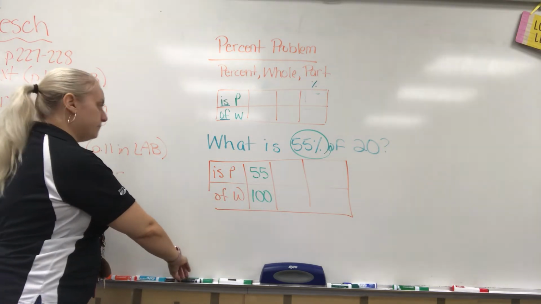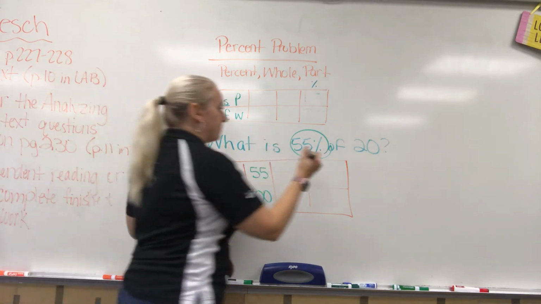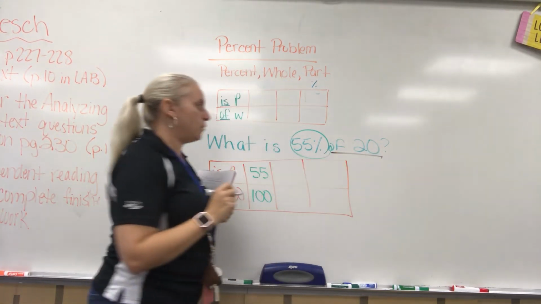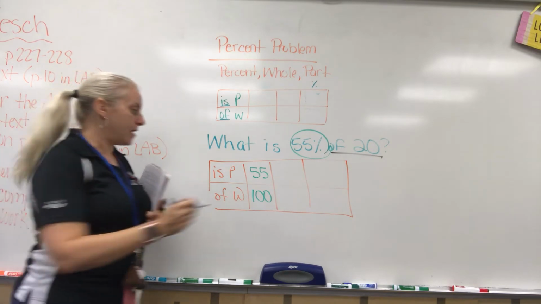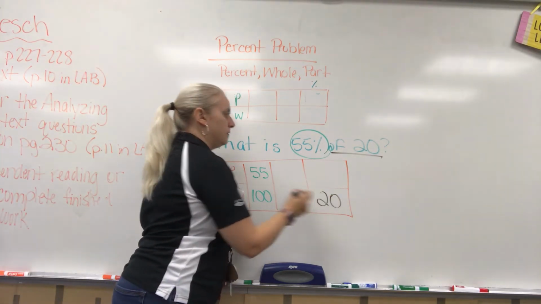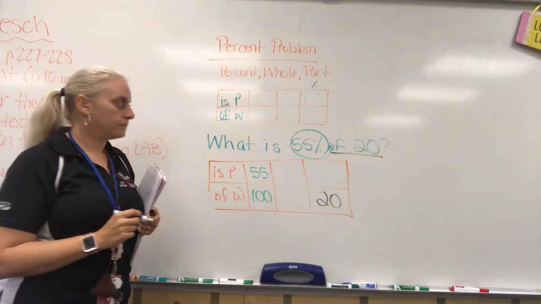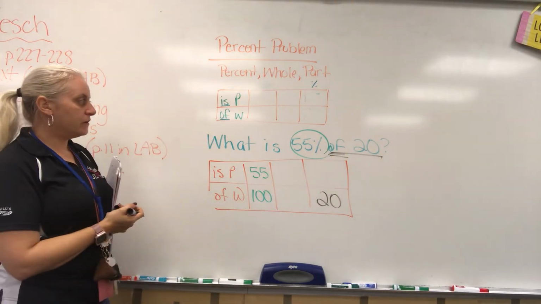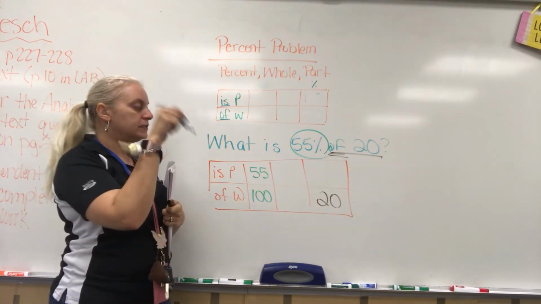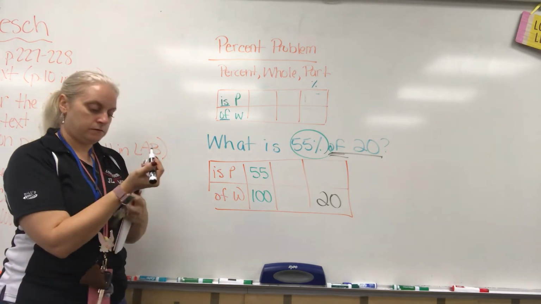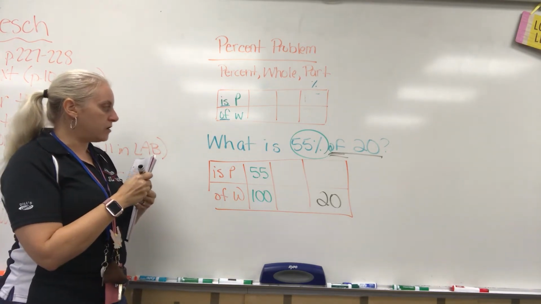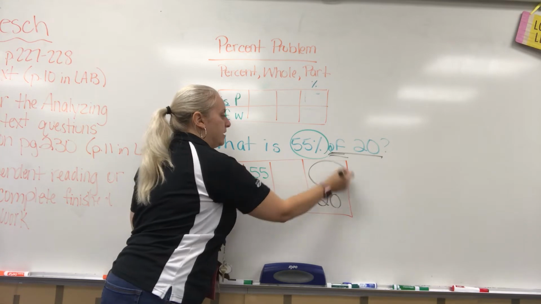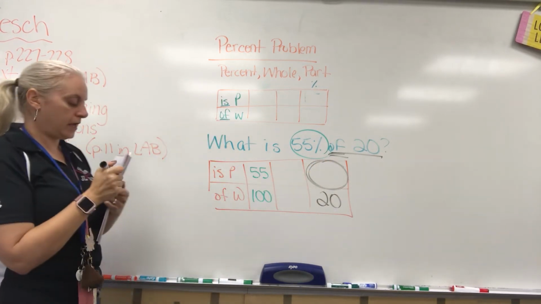All right, the next thing, put the 20 in the last row of whole. So you put it at the bottom right. Why? Because it's the second whole. Because it says the word of. The word of tells me, ding, ding, ding, that's the one we need. So what we're missing is the part.